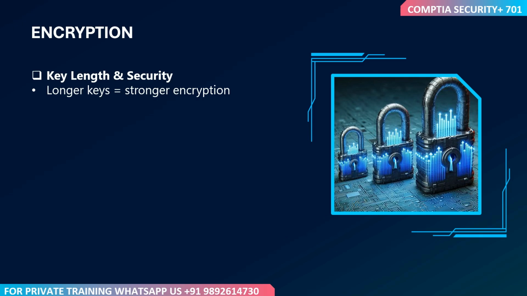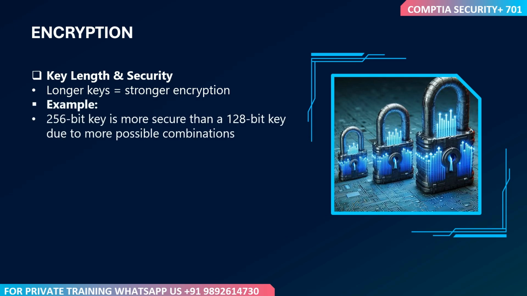Key length refers to the size of the encryption key used in the encryption algorithm. In general, longer keys provide stronger encryption and are more resistant to brute force attacks, where an attacker tries all possible keys to decrypt the message. For example, AES supports key lengths of 128, 192 or 256 bits. A 256-bit key is much harder to crack than a 128-bit key because there are exponentially more possible combinations.